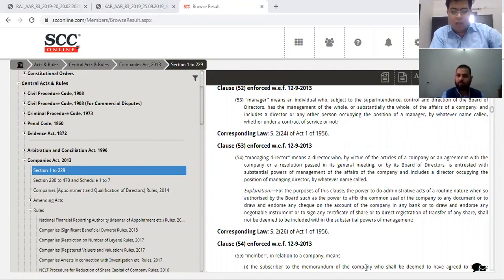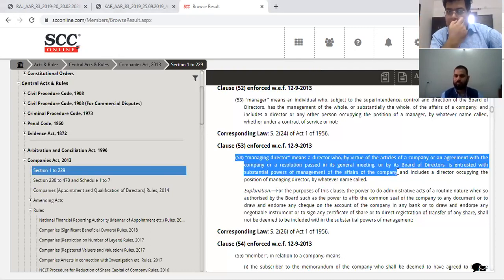Coming to the provision, the definition of managing director: it means a director who is entrusted with the substantial powers of the management of the affairs of the company. So, a managing director is, first of all, acting as a member of the board. Secondly, he is also entrusted with substantial powers of management of the day-to-day affairs of the company. That is very important. So, very crudely speaking, under company law, a managing director undertakes two activities: first, as a director, and second, as a manager.